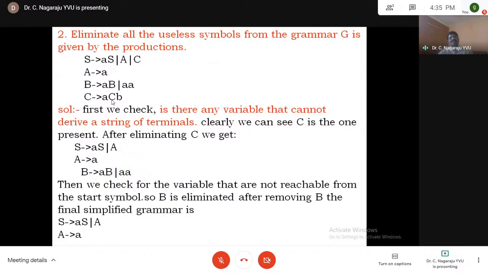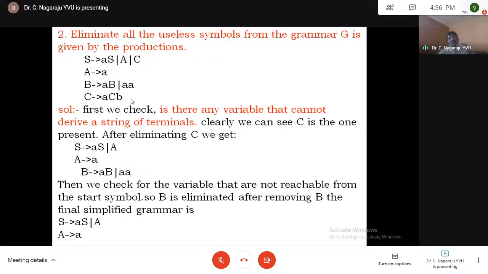Here is a C, and C is connected to S, but when you are using the C, C is always replaced with another capital non-terminal symbol. So it is not terminated, right? There is no epsilon. That's why we can remove the production. C can have the form AC, B, which can be removed. So after removing the C productions, we get S is equal to AS or A.